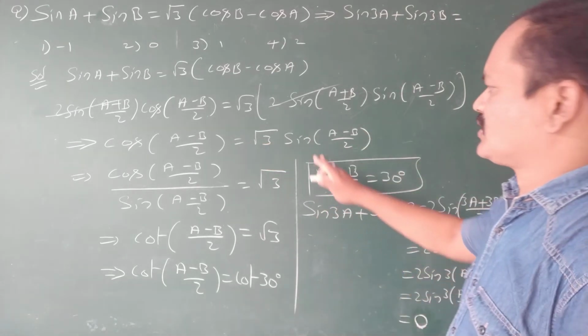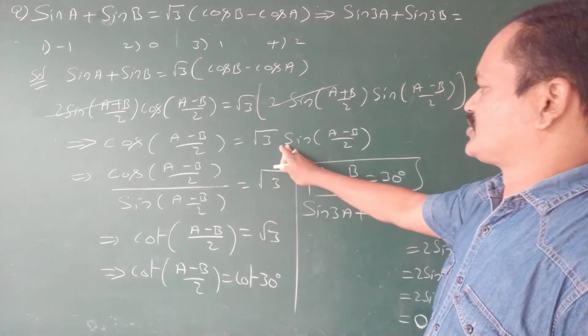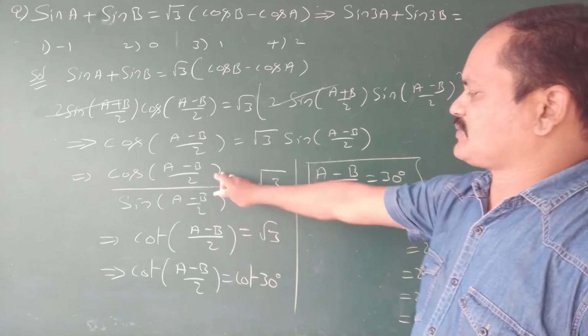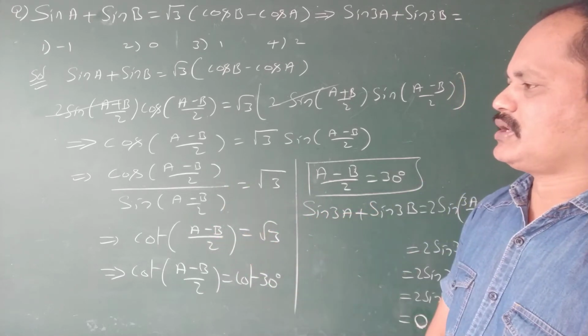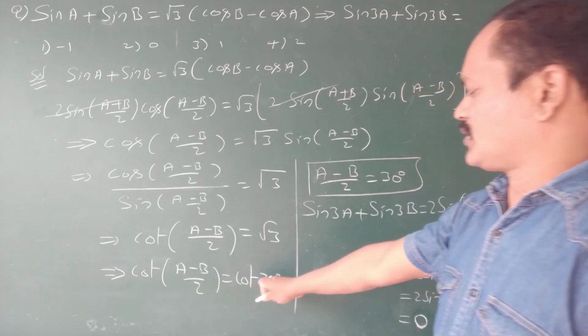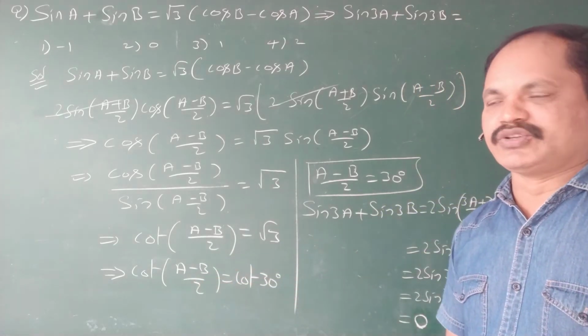Again divide by sin A minus B by 2, then cos A minus B by 2 by sin A minus B by 2 is equal to root 3. So cos by sin is nothing but cot. So cot A minus B by 2 is equal to root 3. Now cot A minus B by 2 is equal to cot 30, since the cot 30 value is root 3.